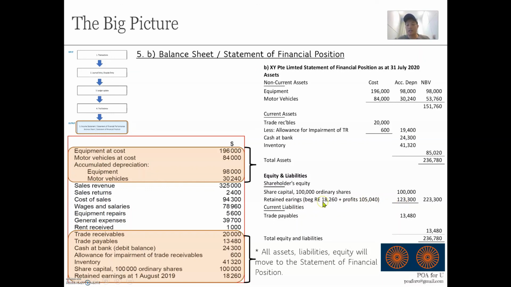So of course, ending retained earnings will be the beginning retained earnings plus profits, and or minus losses. If you have a loss, you have to subtract it from that. All right. It's not retained yearing, it's retained earnings. Sorry for the typo.